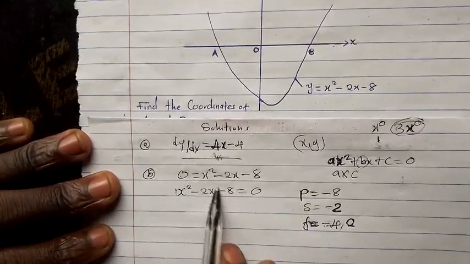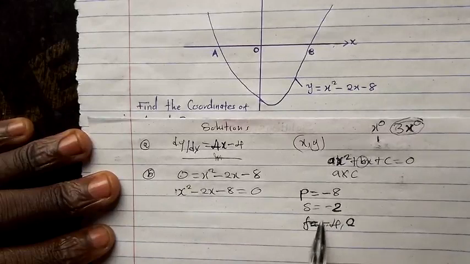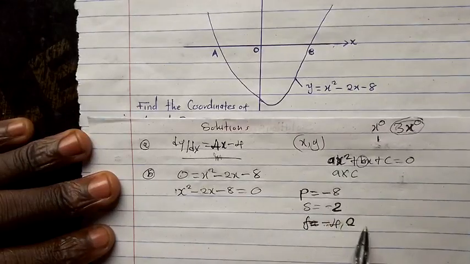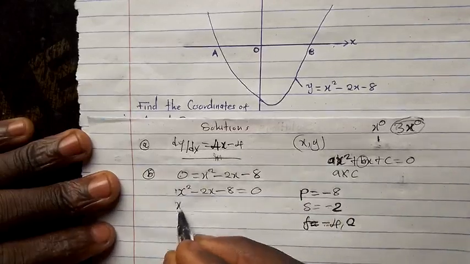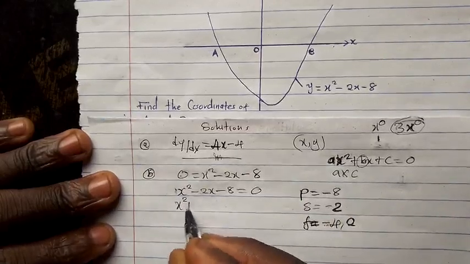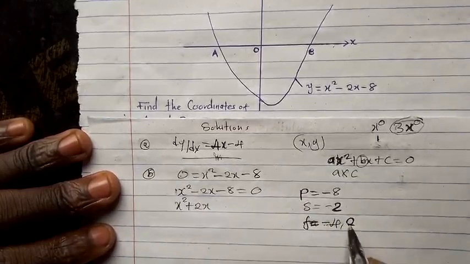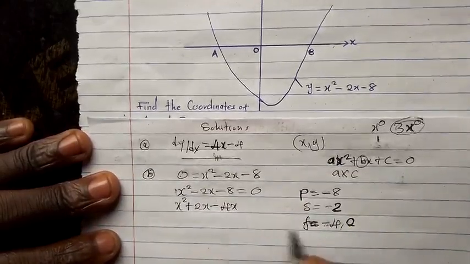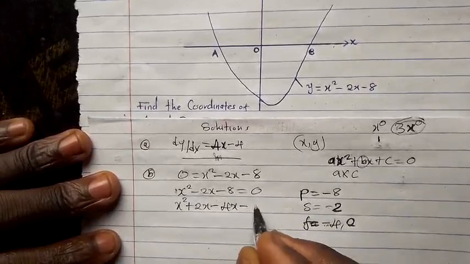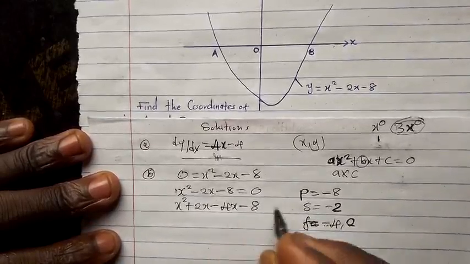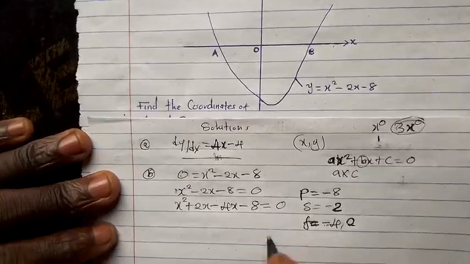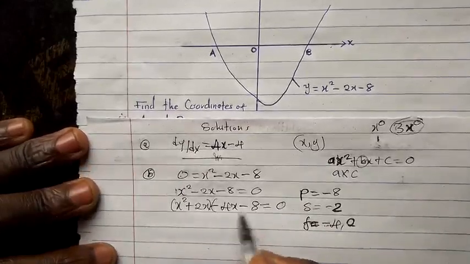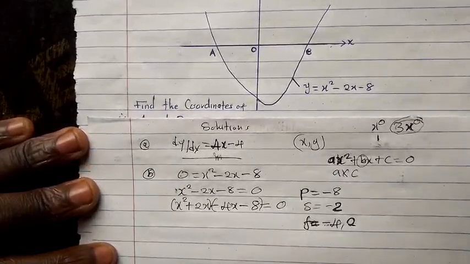Okay, so where there is the value of b, I'm going to replace it with the factors. So in this case here, I'm going to say x to the power 2 plus 2x, which is this one, minus 4x, which is this one, minus 8, which is this one, is equal to 0. Then from there now I'm going to group them into 2 terms, okay, like this.